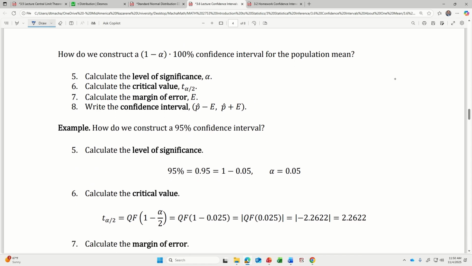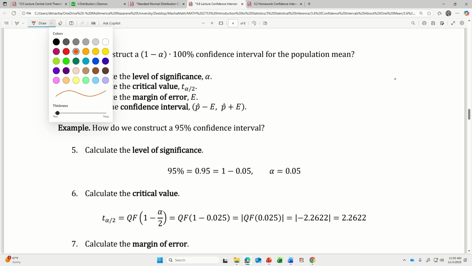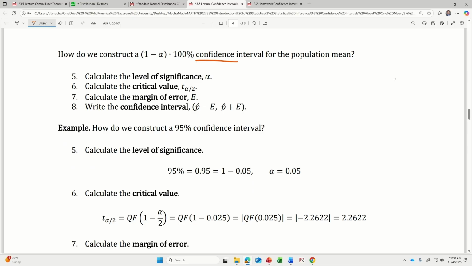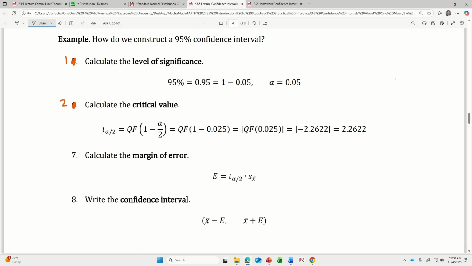Next, I want to tell you about the confidence interval. A confidence interval for a mean looks exactly the same. That's supposed to start from number 1, 2, 3, 4. But step 1 is calculate the level of significance. Step 2 is you look up that critical value in the t-table. Step number 3, you calculate the margin of error. And step number 4, the margin of error is the sort of radius of the confidence interval.